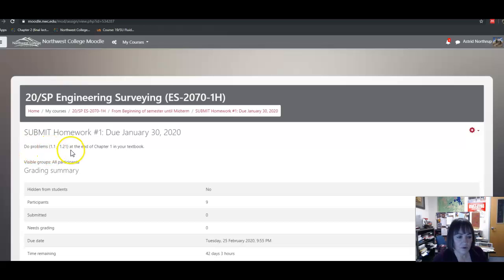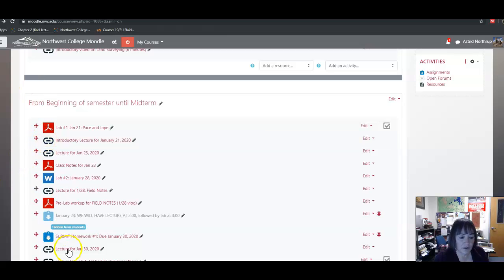Do problems 1.1 through 1.21 at the end of chapter 1 in your textbook. That's what you will actually submit, and that's what you will be graded on.